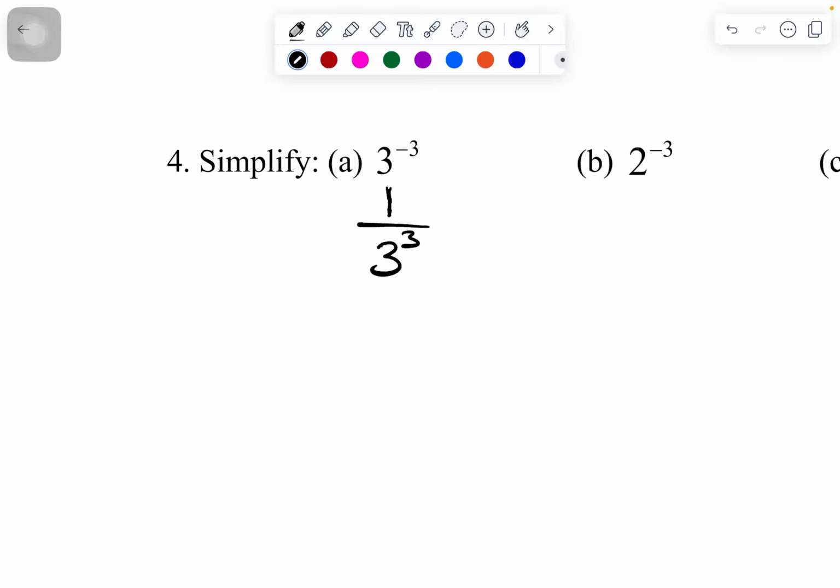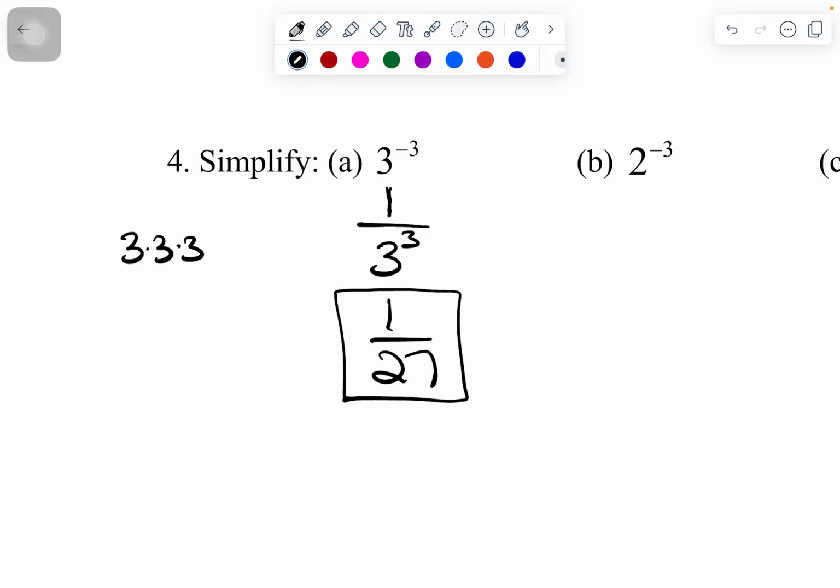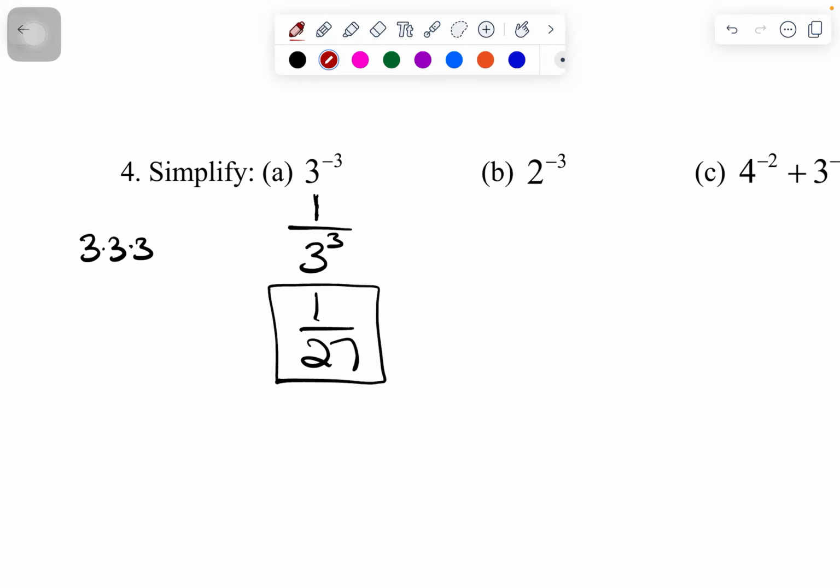So 3 to the third means I've got 3 times 3 times 3. So that's going to be 1 over 27. All right, and that's it. That's done. We can't reduce that or simplify it anymore. And the power is positive, so we're good with that.